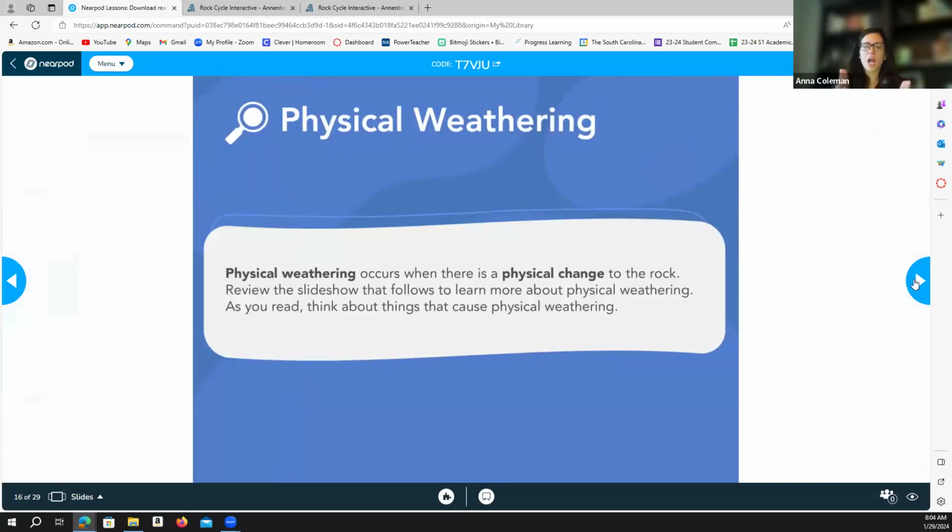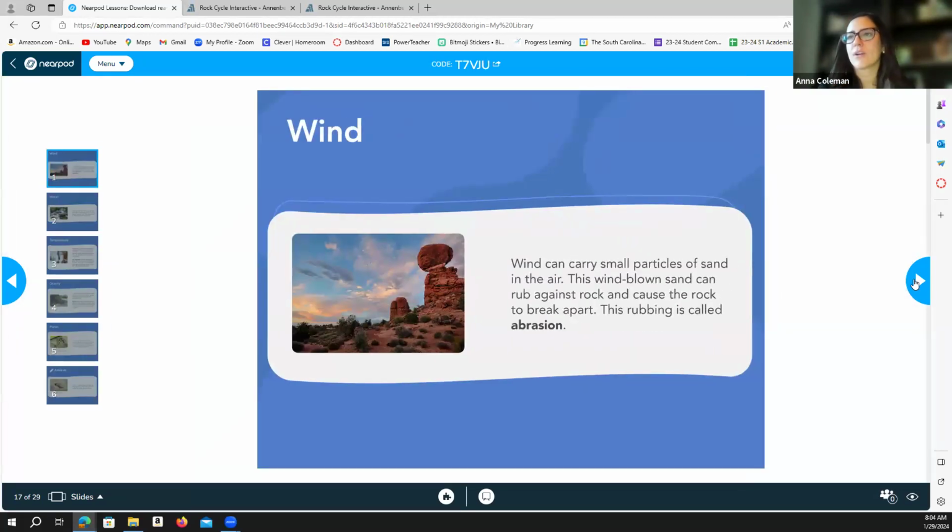So let's talk about physical weathering. Physical weathering occurs when there is a physical change to the rock. The rock looks different, right? We're going to review the slideshow that follows to learn more about physical weathering. So think about the things that cause physical weathering.